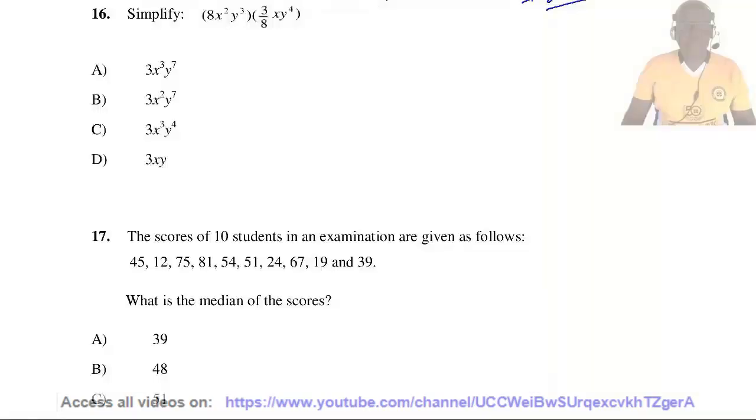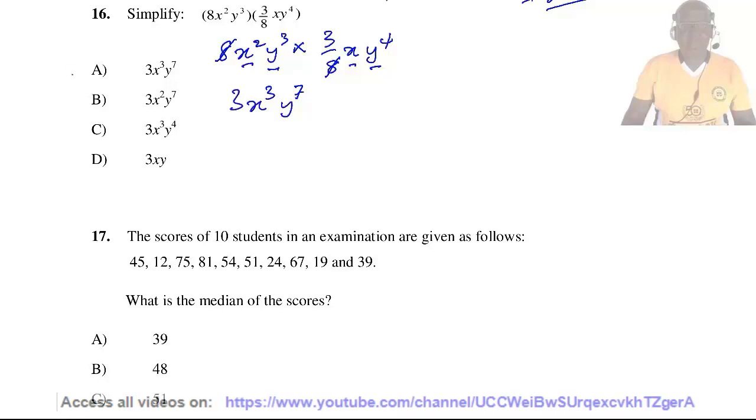Question 16. Simplify 8s squared y cubed all in brackets times 3 over 8 s y raised to the power 4 all in brackets. The above is equivalent to 8s squared y cubed times 3 over 8 s y raised to the power 4. 8 will cancel 8. Now for the s, it will be s raised to the power 3. For the y, it will be y raised to the power 7 and then 3. So the answer is A.